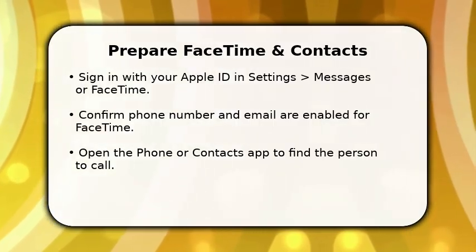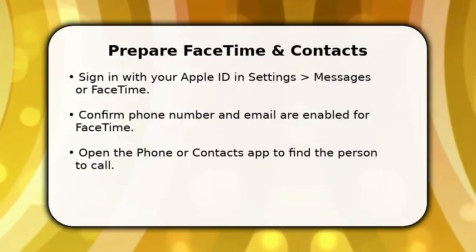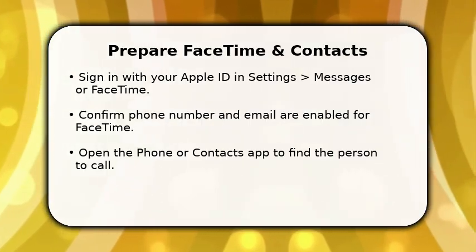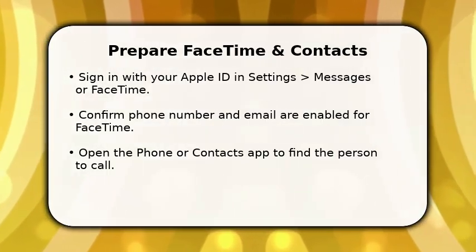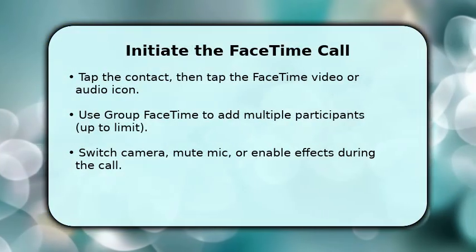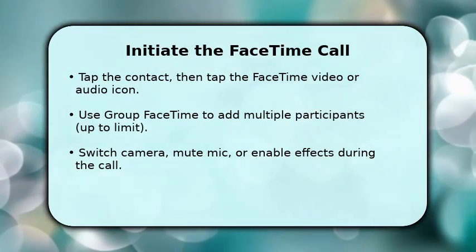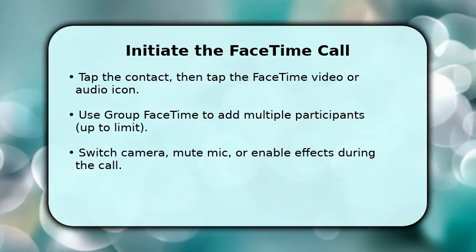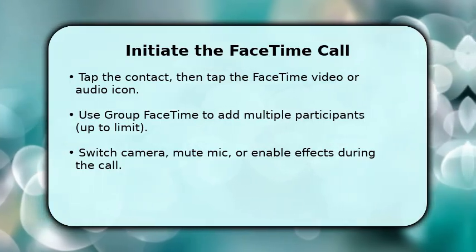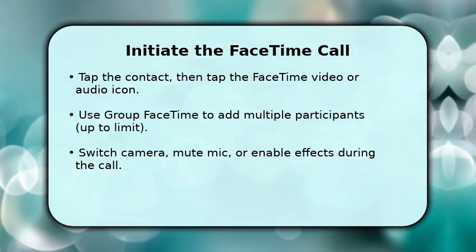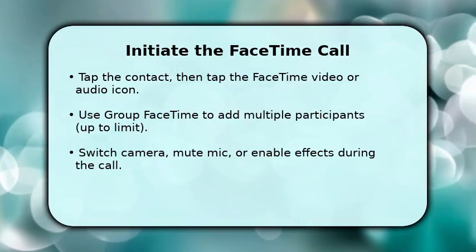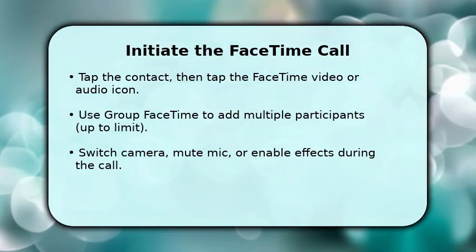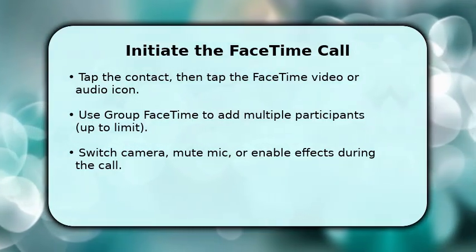Make sure their entry shows a FaceTime-capable phone number or Apple ID email so the call connects as video rather than a regular call. Now you'll place the call. Tap a contact, then tap the FaceTime video button to start a video call or the audio button if you prefer voice only. If you want multiple people, choose New FaceTime and add participants. This creates a group call that uses Wi-Fi or cellular data.